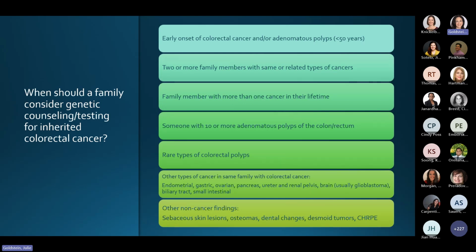So there are many other different colorectal cancer syndromes that we didn't discuss today. Some of those are associated with very specific types of colon polyps that a doctor would tell you if you had a colonoscopy, and other types of cancers in the same family as colorectal cancer. So we talked about some of these that can be seen with Lynch syndrome as well as FAP, and then other non-cancer skin findings such as those dental changes, bone lumps or bumps, the eye findings, all of those things could be consideration to talk more about genetic testing.